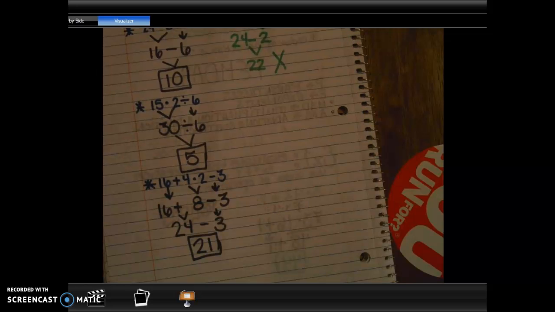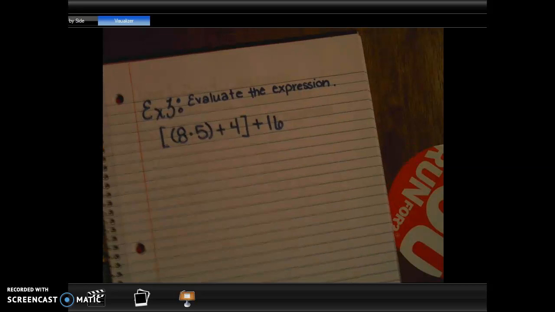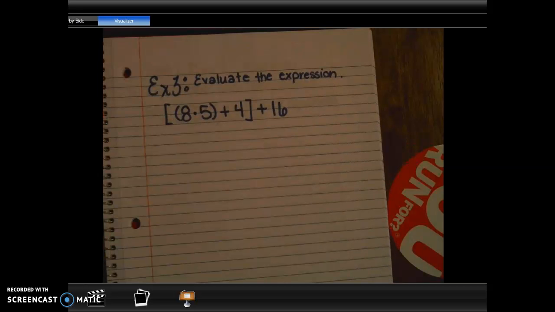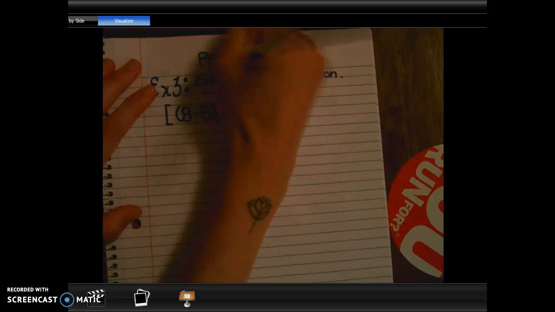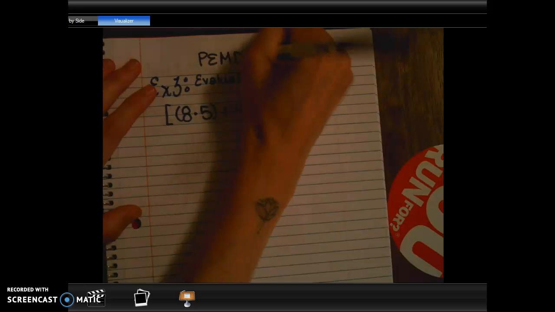All right, I would like to do one more example. This example is actually from your assignment, so you'll probably see it in your assignment. You can, of course, just type in the answer if you want. But it's a more difficult one, and that's why I wanted to do it with you. So here it is. We're going to evaluate this expression, okay? So we're thinking about our PEMDAS. Please excuse my dear Aunt Sally.